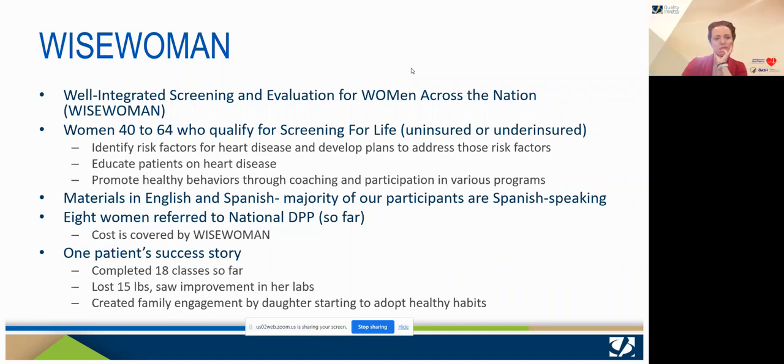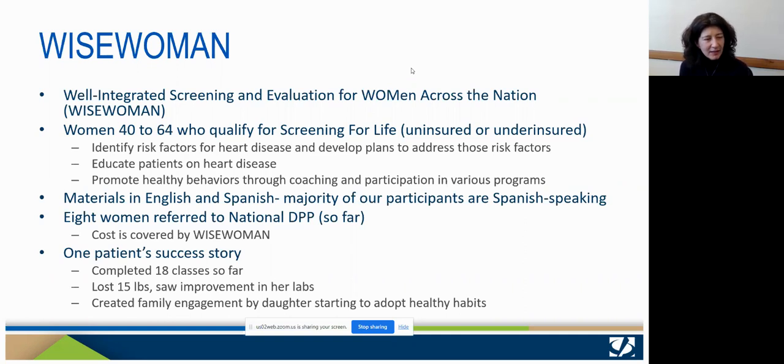But once she got going, she was motivated to continue because she started to see changes that helped her understand the value of the program. She was losing weight. She lost 15 pounds so far. She also got to see improvement in her labs, which made her whole healthcare team really happy.